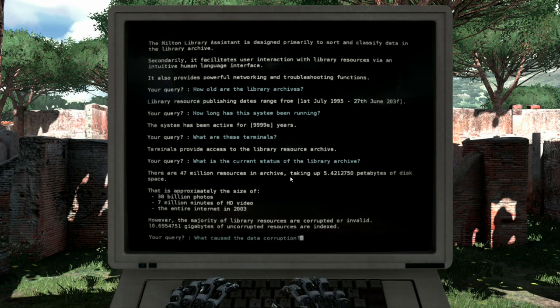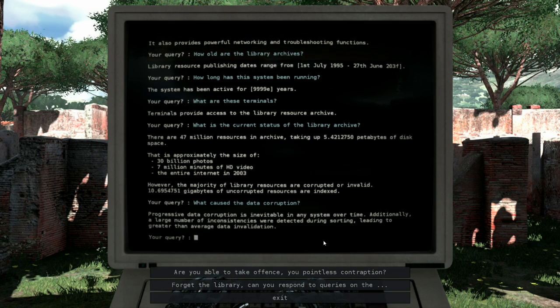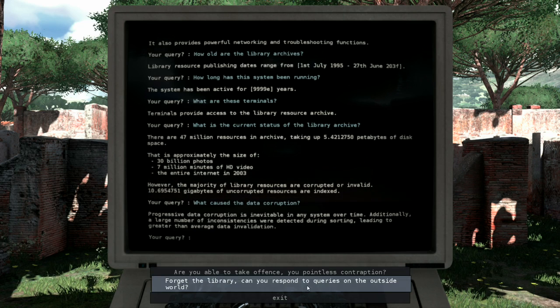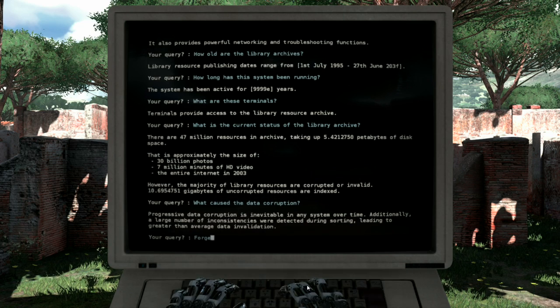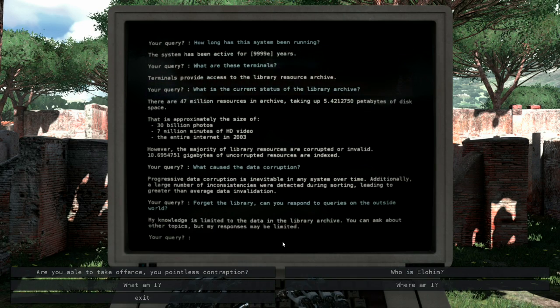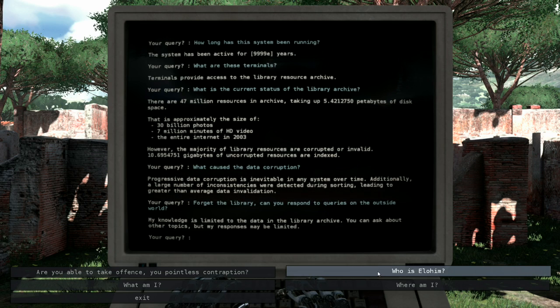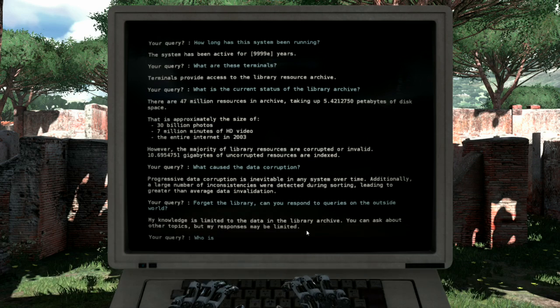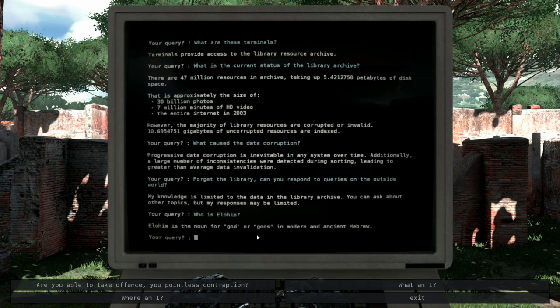What caused the data corruption? Progressive data corruption is inevitable in any system over time. Additionally, a large number of inconsistencies were detected during sorting, leading to greater than average data invalidation. Can you respond to queries on the outside world? My knowledge is limited to the data in the library archive. You can ask about other topics, but my responses may be limited. Who is Elohim? That is a good question. Elohim is the noun for god or gods in modern and ancient Hebrew.